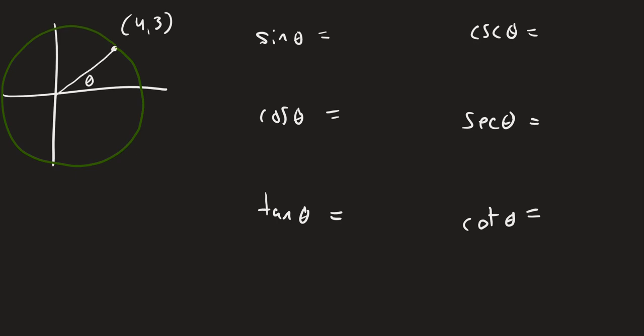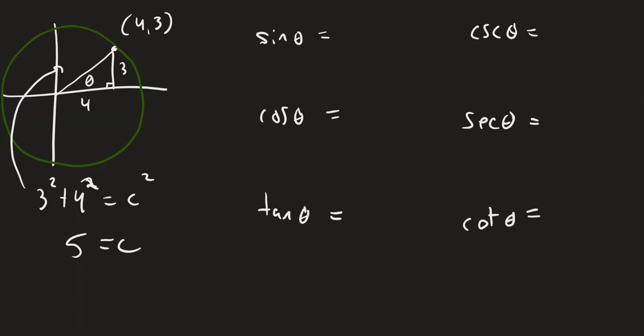But what you can do is you can say, well, to get to this point, I'm going 4 to the right and 3 up, which creates a right triangle. And then from that right triangle, we can always do leg squared plus leg squared equals hypotenuse squared. So Pythagorean theorem to solve for the third side. So this wasn't a unit circle. This has a radius of 5.